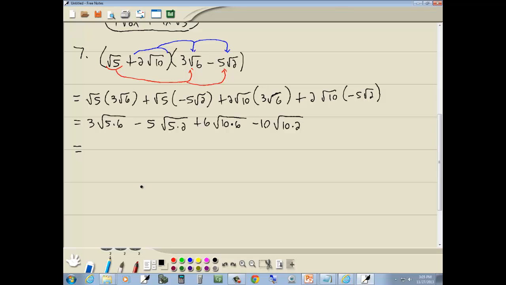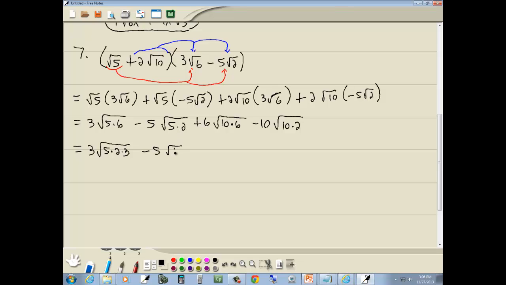Now let me double check that. Okay. Now 6. If I do the prime factorization of it, that's 2 times 3. Now this one, these are both prime, and I don't got 2 of anything. Square roots, we're looking for a pair of something.